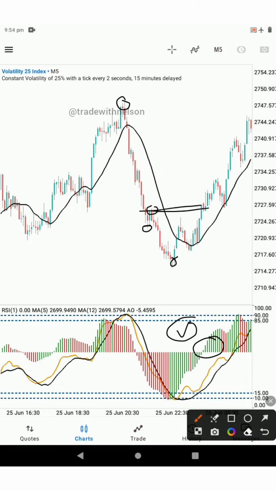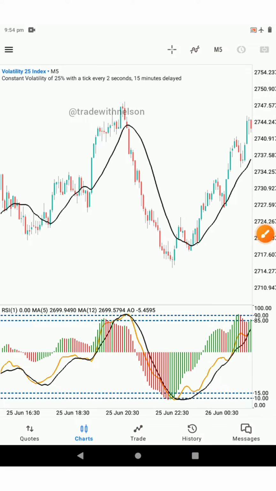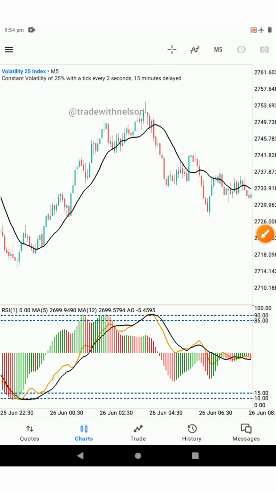When the market goes above that point, a bar is generated above the awesome oscillator, and the moving average has crossed. That is 3 confidences confirming to you that the market is likely to go in an uptrend. Then you will target this high or any other high to the left.